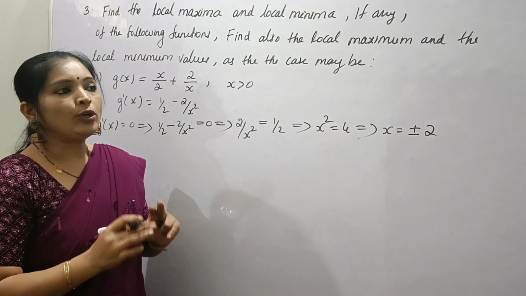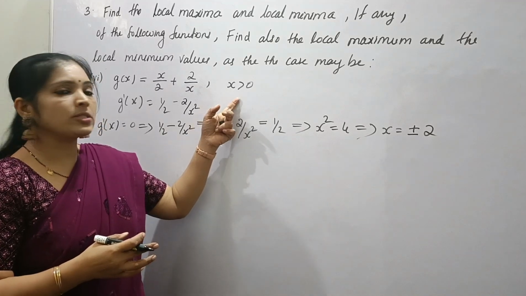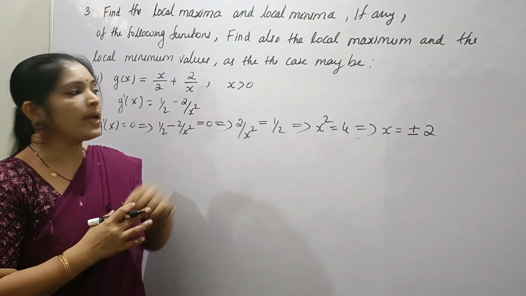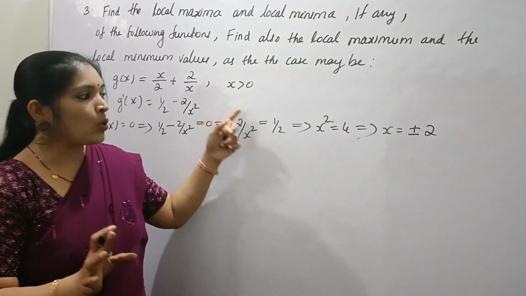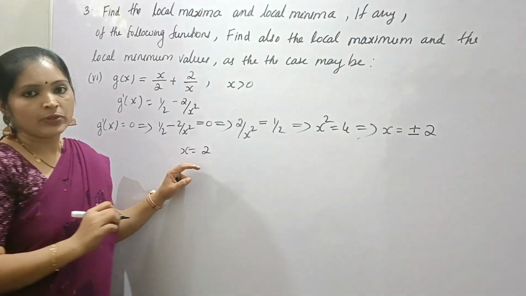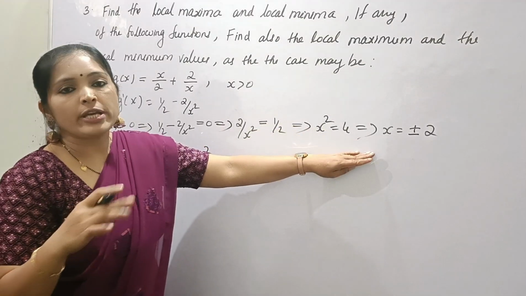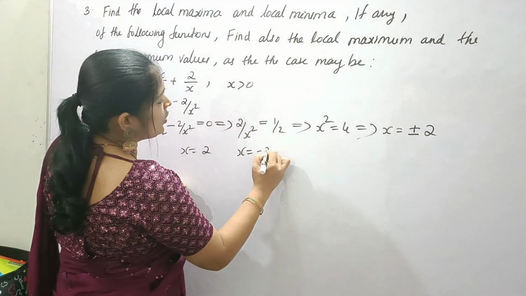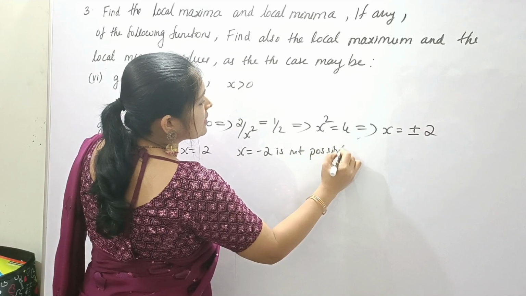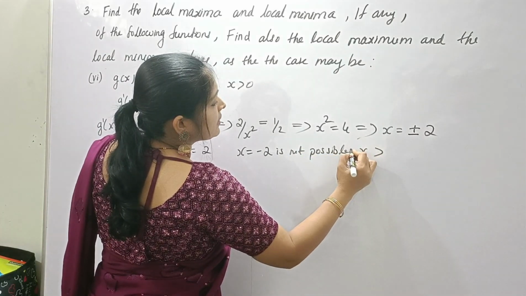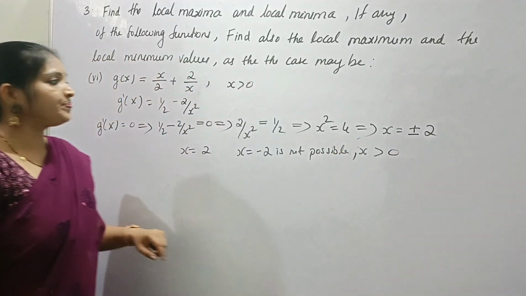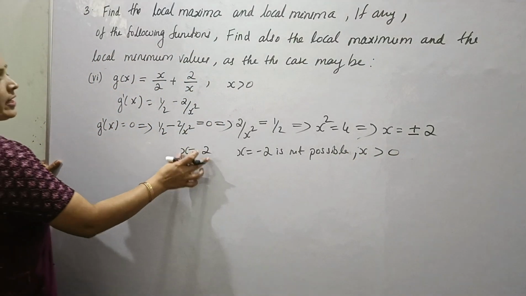But here x is equal to minus 2 is not possible because it is mentioned x greater than 0. Okay, x should be greater than 0. Therefore, x is equal to 2 is a critical point. Okay, only 2. Minus 2 is not possible since x is greater than 0. Okay. Then, now let's check about this one.